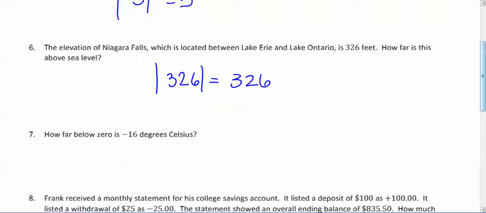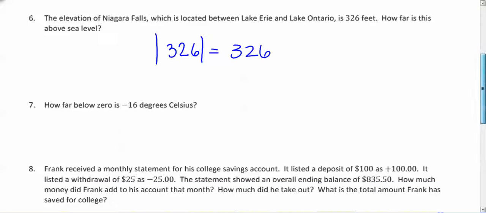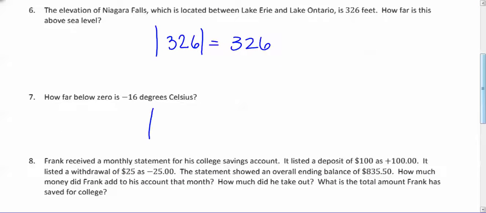How far below zero is -16 degrees Celsius? So we're looking for the absolute value of -16. We're talking about how many degrees? Zulima? 16, yes, very good. All right, so this next one's super challenging. You actually have 3 numbers you have to do this with.